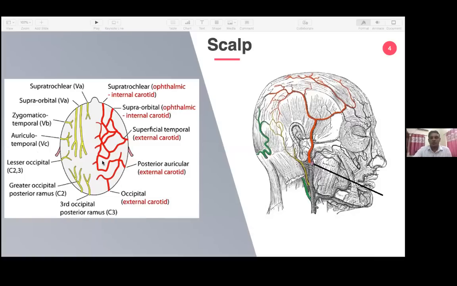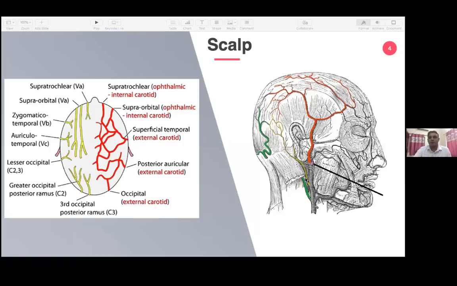And the blood supply is from the anterior, the superficial temporal artery, which is the terminal branch of the external carotid system. The post-auricular artery is also one of the branches of the external carotid system, and the occipital is once again a branch of the external carotid system. So the main area which we are interested in is richly supplied by the external carotid system. So this is the area of interest.